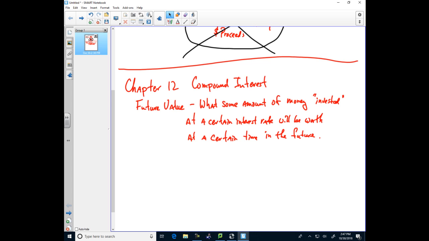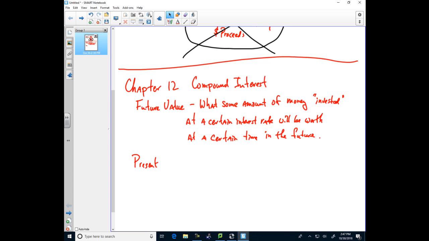So in other words, if I said, okay, you have $10,000, you're going to invest it at 3% for 5 years, compounded quarterly, how much is that going to be worth in 5 years? We can figure that out. Okay? So future value is part of it.